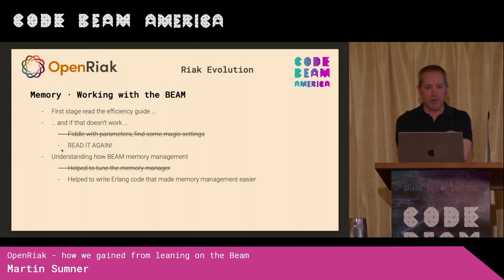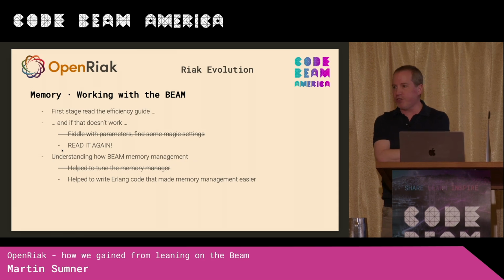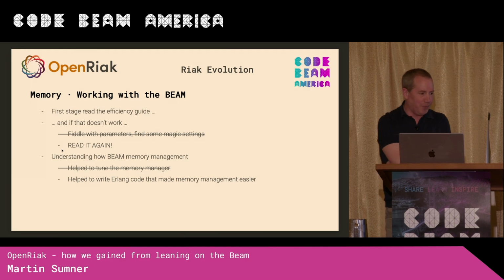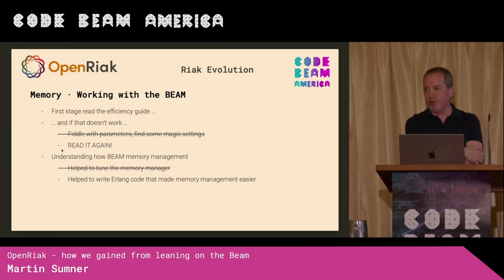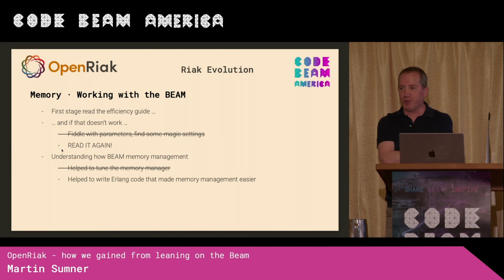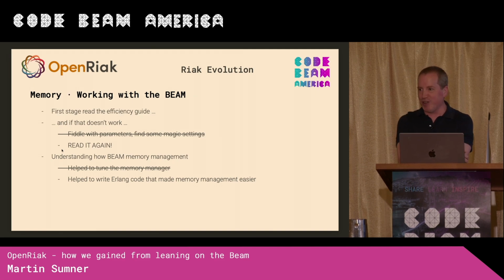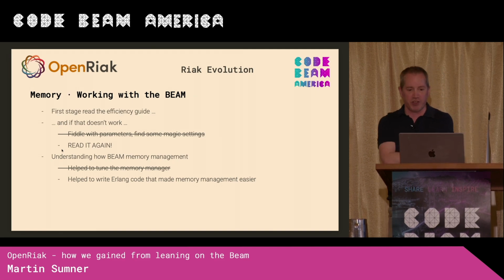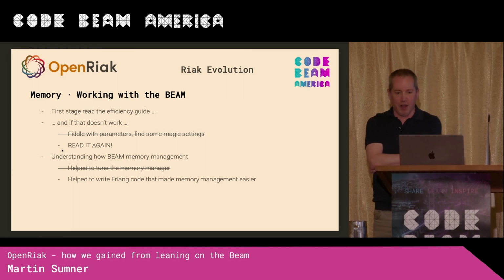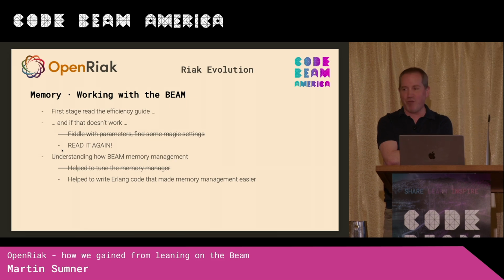So how do we go about resolving that? So the first thing we did was read the efficiency guide, which seems like a very sensible thing to do. And that gave us some improvements, but didn't really resolve the fundamental problem. So we made a bit of a misstep at that stage. Having read the efficiency guide, we thought the next thing to do is we saw all these flags and parameters and this kind of stuff you could do to configure the emulator. And we thought, well, you know what we should do? This BEAM thing isn't managing its memory how we want it to. So let's go and find some magic settings that will resolve that problem for us.